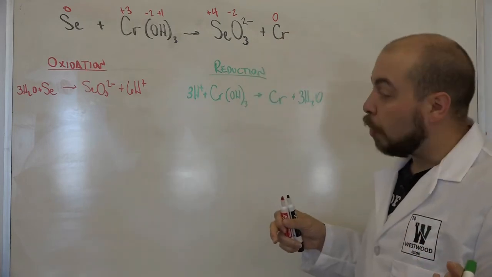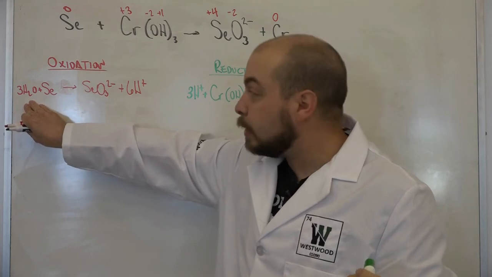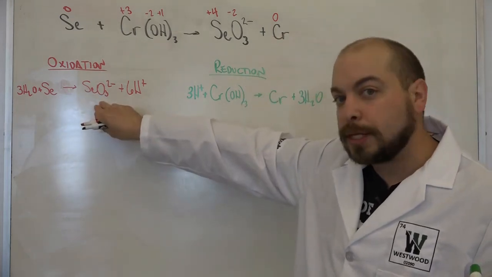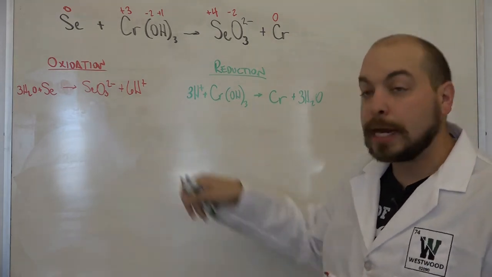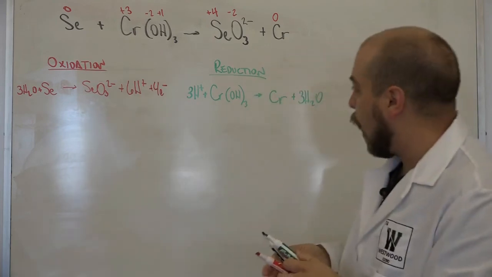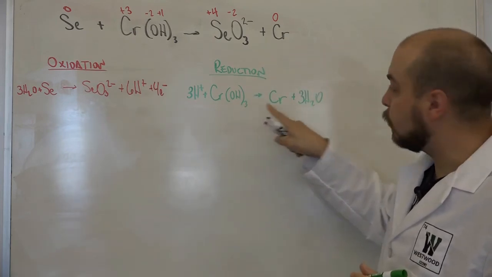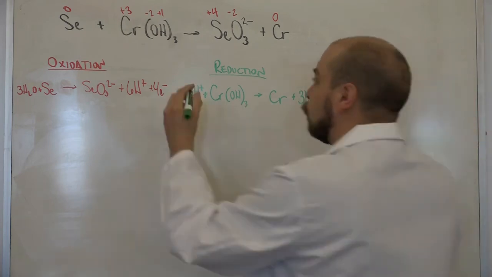We now balance for charge by adding electrons. 0 charge on our reactant side of the oxidation half reaction. And we look and we see a 4+ charge on the product side. We need to add 4 electrons to our product side to balance. And in our reduction half reaction, we've got a charge of 3+ on our reactant side, and 0 on our product side, so we add 3 electrons to the reactant side here.